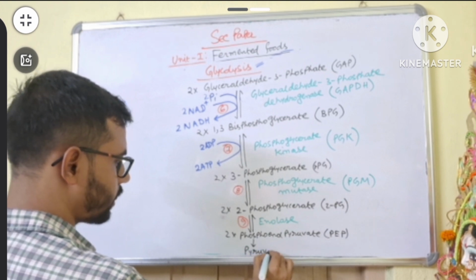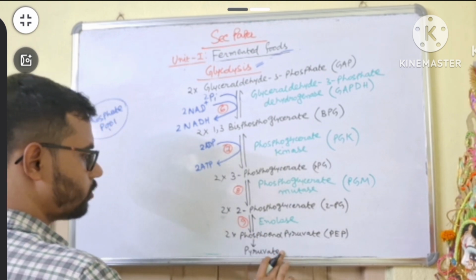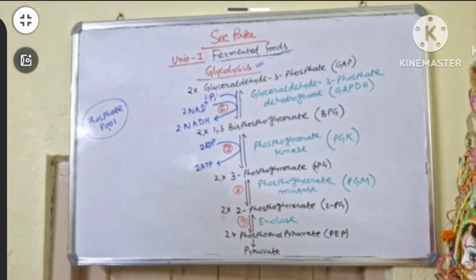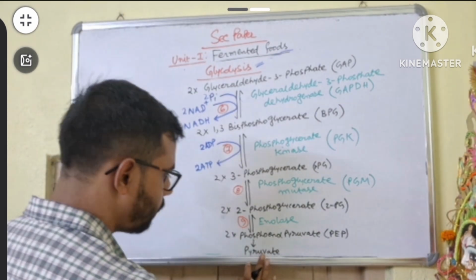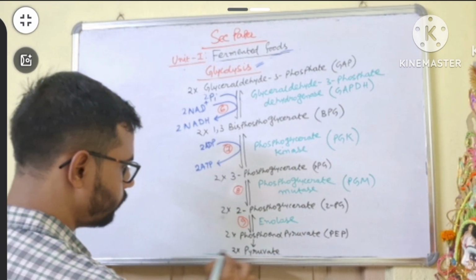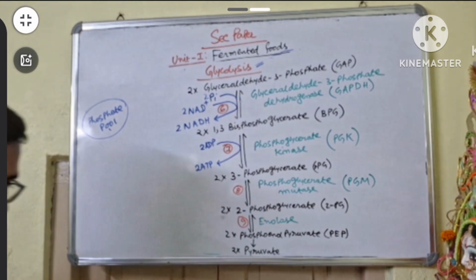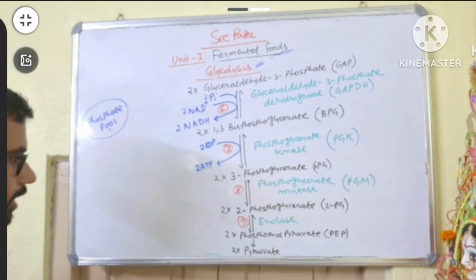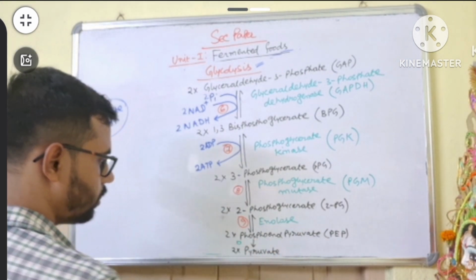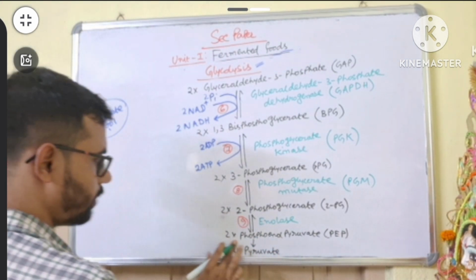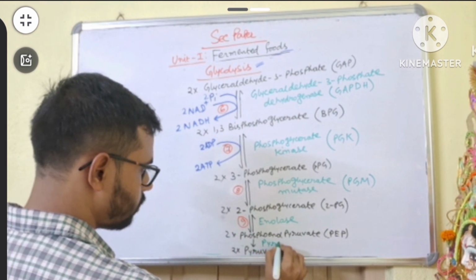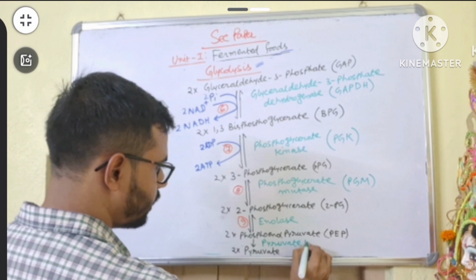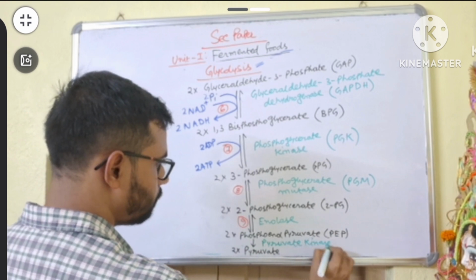We reached the target. We started with glucose, and first we mentioned glucose is converting to pyruvate. After the 10 reaction steps, it converts into two molecules of pyruvate. The enzyme name is pyruvate kinase, PK.